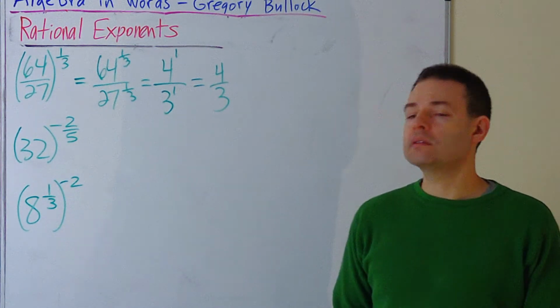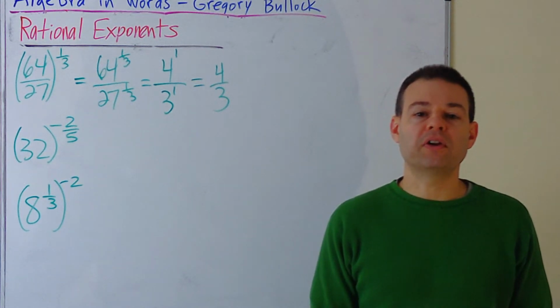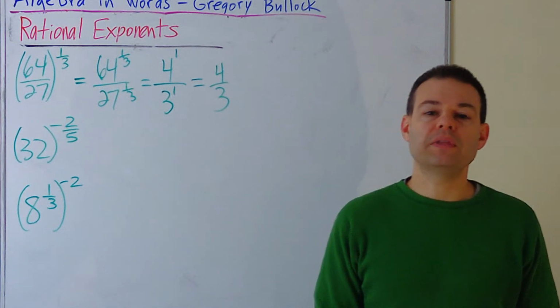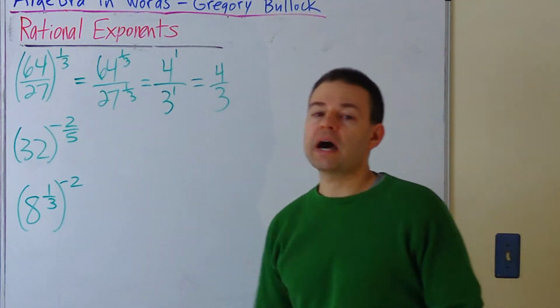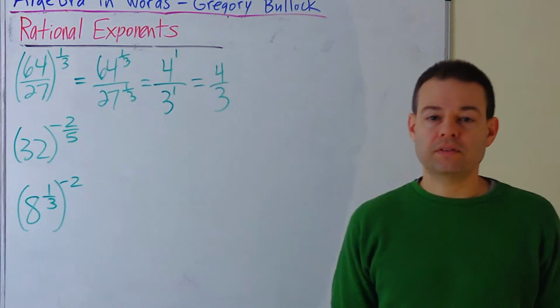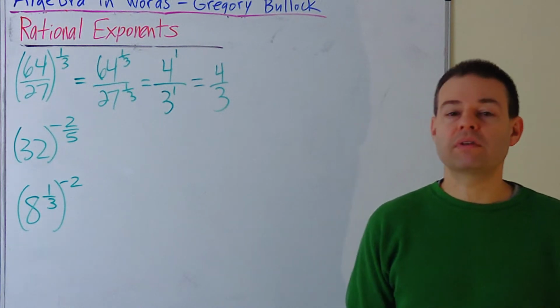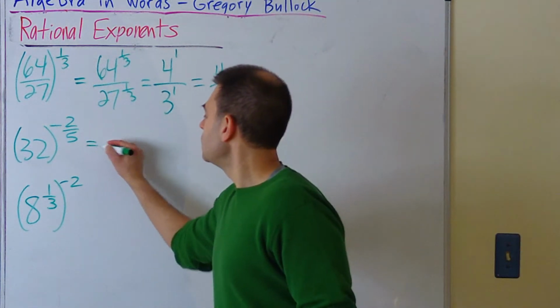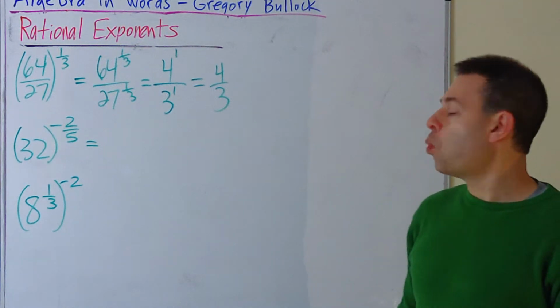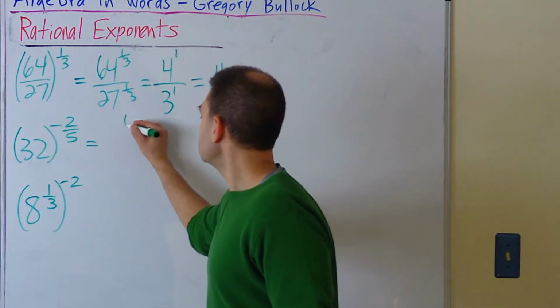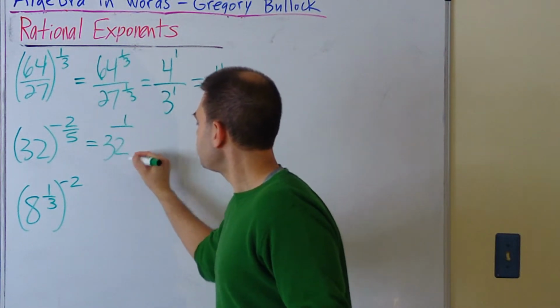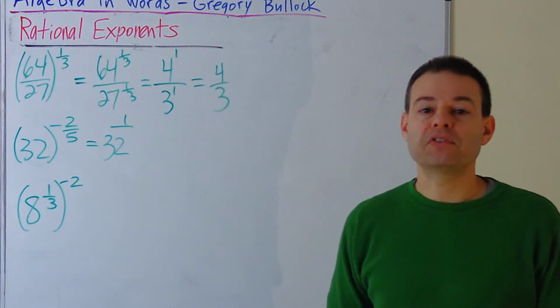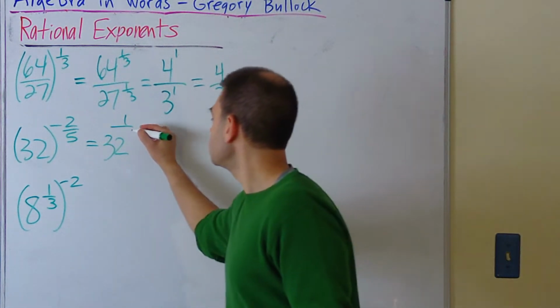In this case, let's get rid of the negative in the exponent first. And the way that we're going to do that is by moving this entire term to the denominator and then leaving everything else as it is. So we're going to have 1 over 32 and keep the rational exponent 2/5, and we'll apply that next.